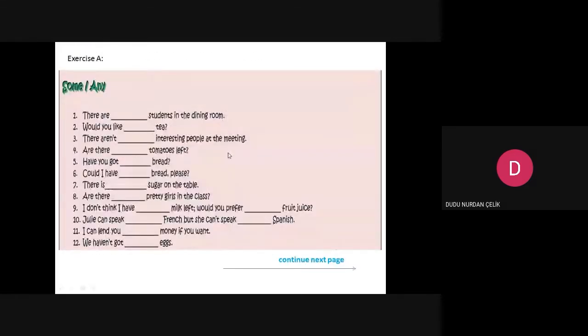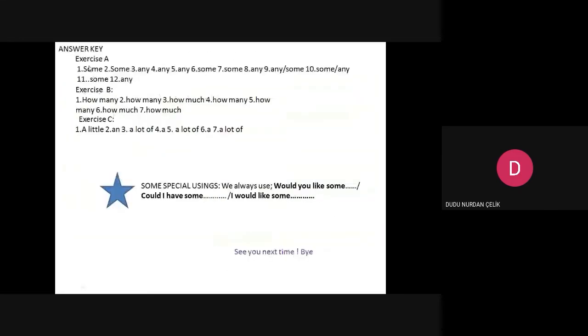I want you to be careful with these usings on this page. If you forget, look at the last page to remember. And also here we have got the answer key, but don't look at the answer key first. Do your homework, then check it from the answer key.